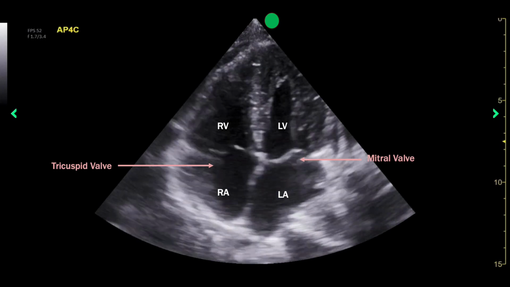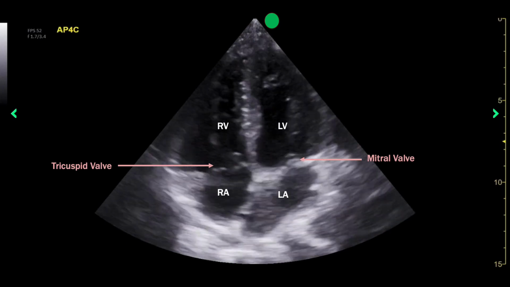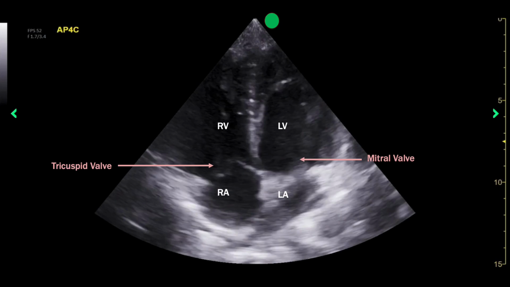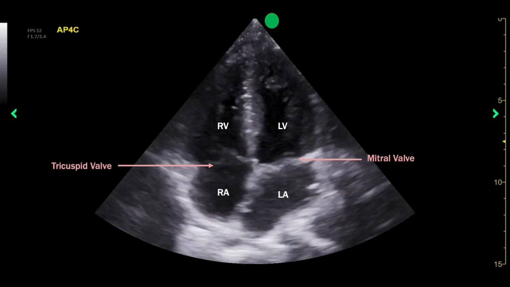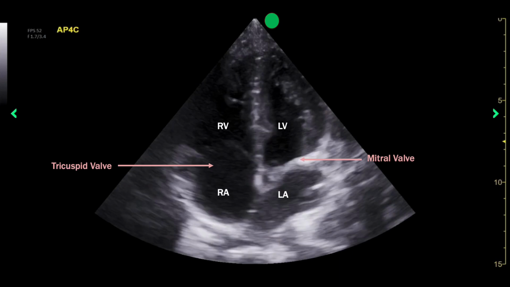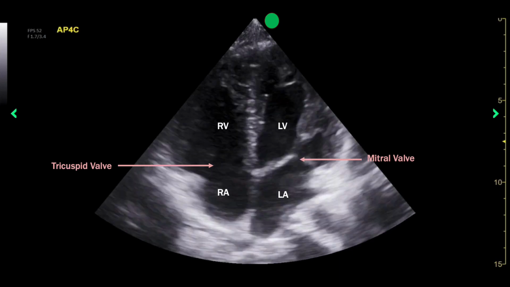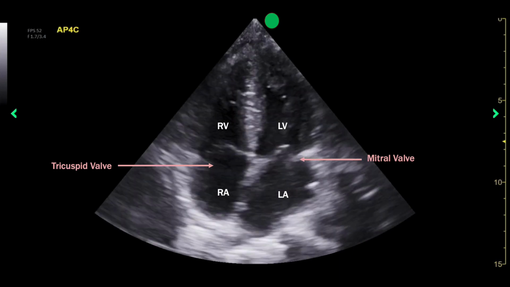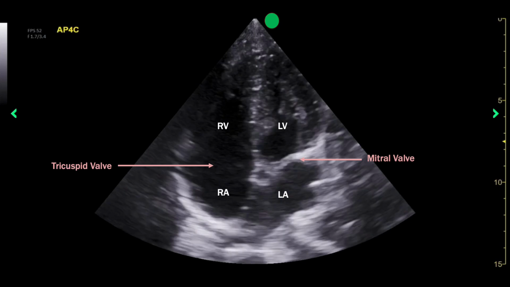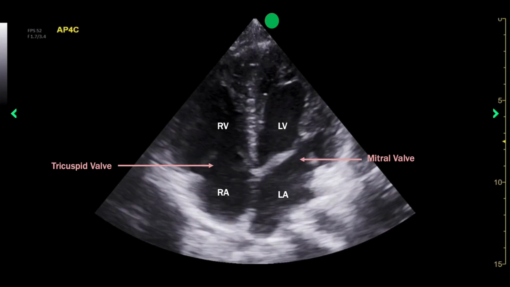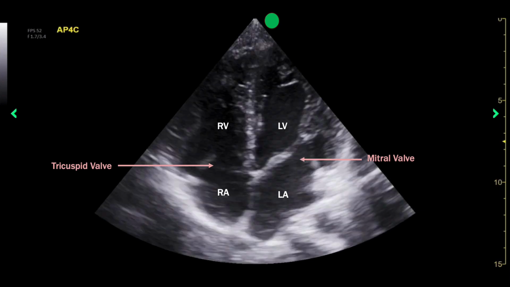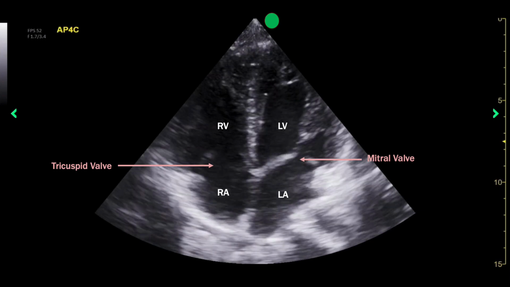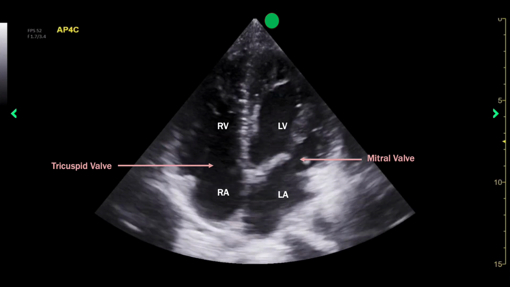So again, just to reiterate what we said a few seconds ago, remember that the ultrasound indicator marker is sitting towards the right side of the screen. So this corresponds to that green line that we saw on that previous slide, which was sitting on the left side of the patient, right? That probe marker was going towards the left side of the patient. So all that means is that the right side of the screen is the left side of the patient. Therefore, the left side of the screen is the right side of the patient.